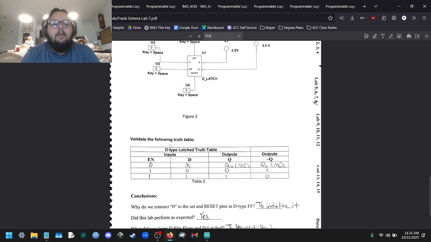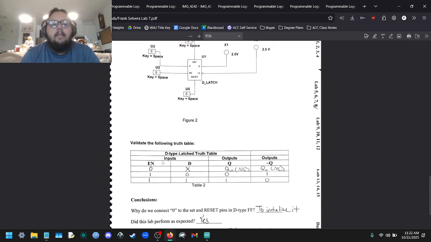So when EN is held high and the D input is 0, of course Q will also be 0, and inverse Q output will be 1. And when EN is held high and the D input is 1, the Q output will also be 1, and the inverse Q output will be 0. However, when EN is 0, the input of D actually doesn't matter. It will just hold whatever the Q output and the inverse Q output were previously, and they will be the same as for whatever state D was previously in.